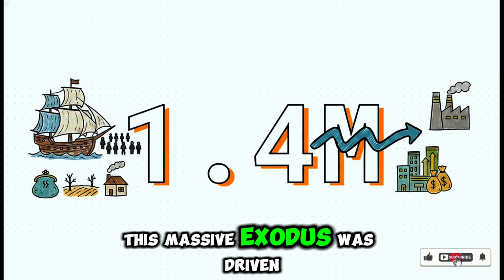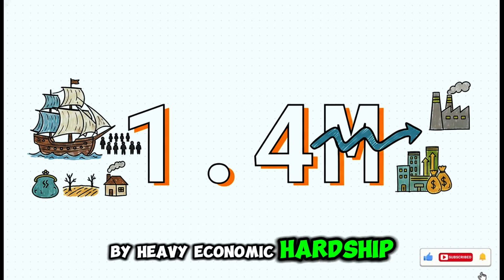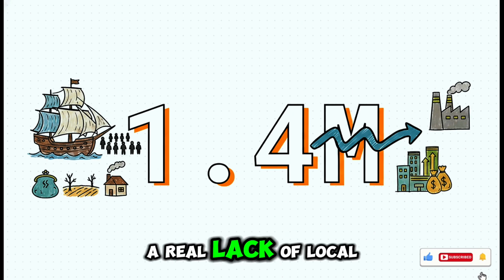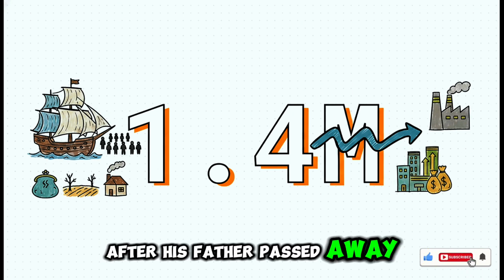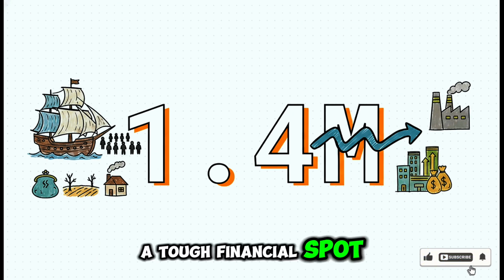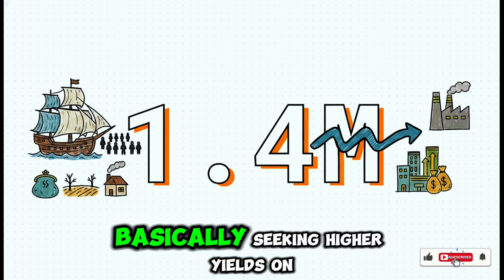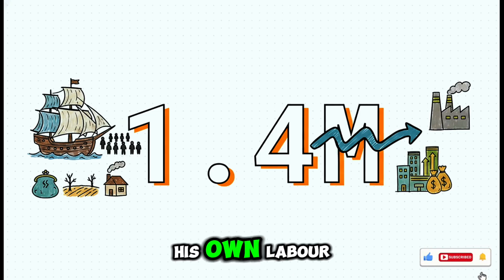This massive exodus was driven by heavy economic hardship, rapid population growth, and, for Frederick specifically, a real lack of local prospects after his father passed away and left the family in a tough financial spot. So he was quite literally a drop in this massive demographic wave, basically seeking higher yields on his own labor.